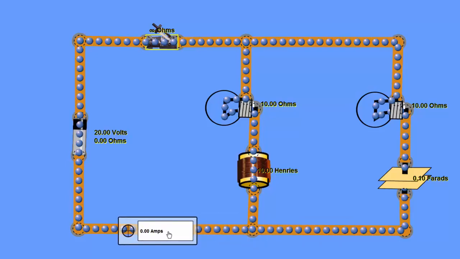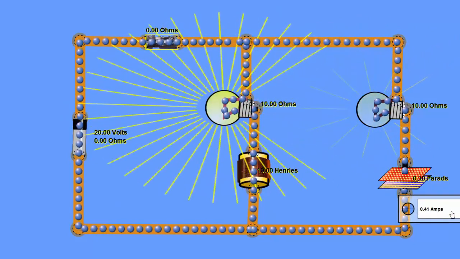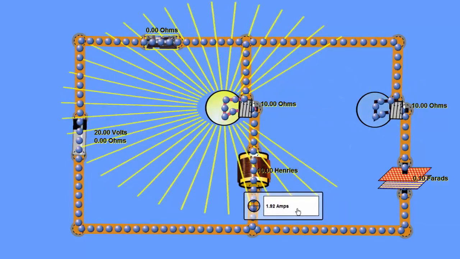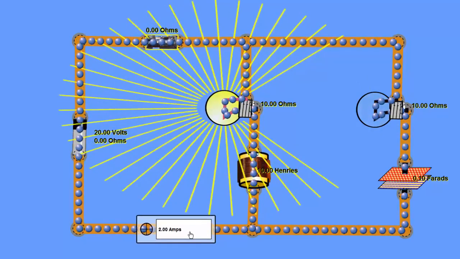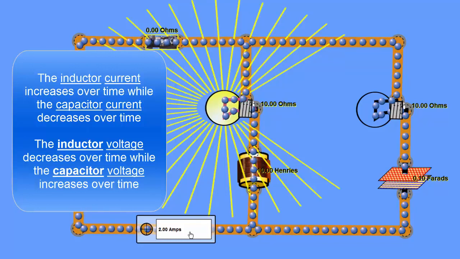Let's turn it on again and see what happens. Okay, notice our capacitor current is dropping, our inductor current is increasing, and we have a constant 2 amps here. And at this point the capacitor is completely charged. Our inductor circuit will remain the same. The current through it will remain the same forever, or at least until we open the switch again. So I hope this sort of sheds a little bit of light on inductors and capacitors.